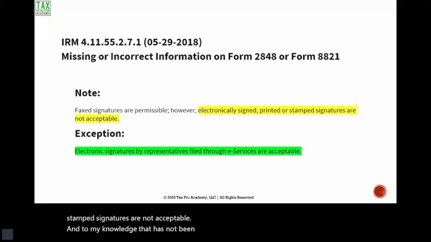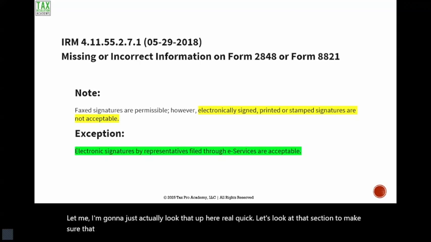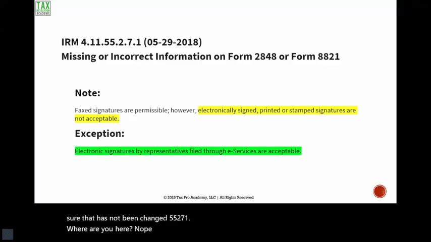I'm going to just actually look that up here real quick. Let's look at that section to make sure that that has not been changed. 5.5.2.71. Where are you here? Nope, that has not changed. So that goes for the 2848 or the 8821.